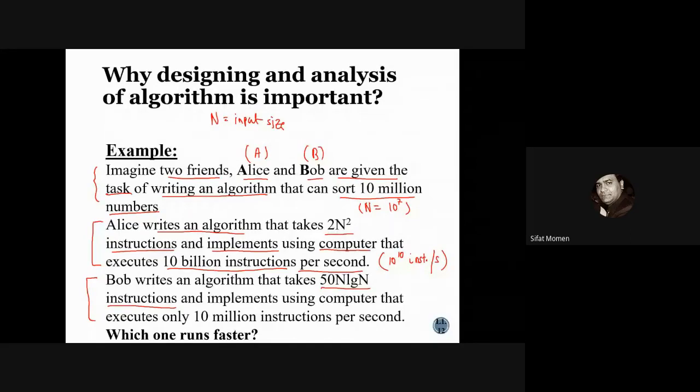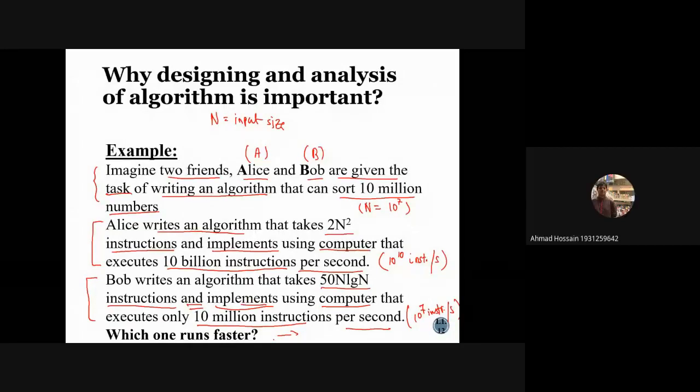Yeah. But here's the twist. When Bob implemented his code, he used a computer which executes 10 million instructions every second. 10 million means 10 to the power 7 instructions are executed every second. So is Bob's processor faster or slower than Alice's? Slower. So Bob writes a better quality code, but runs it on a slower device. So the question now is, which one eventually would run faster?